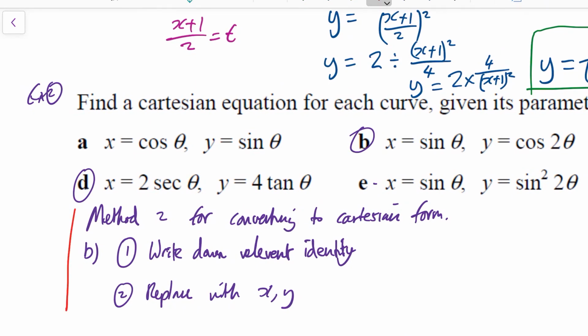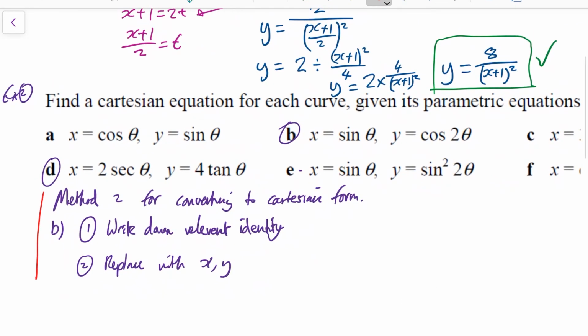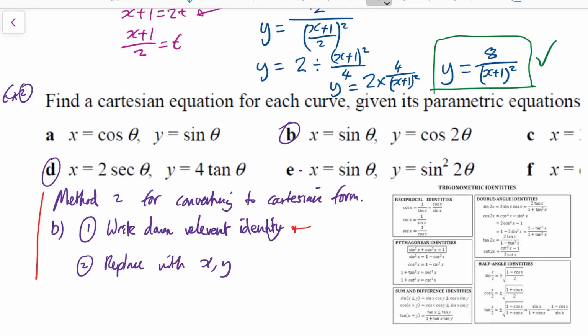Right, so method 2. You obviously want to use the trig identities when your parametric equations have trigonometry-based functions: sine, cos, tan, sec, cosec, etc. So what is the method? Well, step 1 is to write down a relevant identity. This is usually the hardest thing. You must have the common identities memorized. The second thing is to replace with x and y. So let's see this in action.